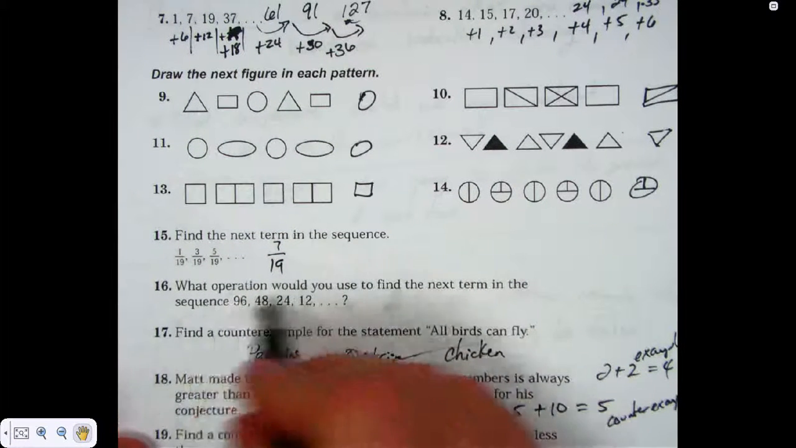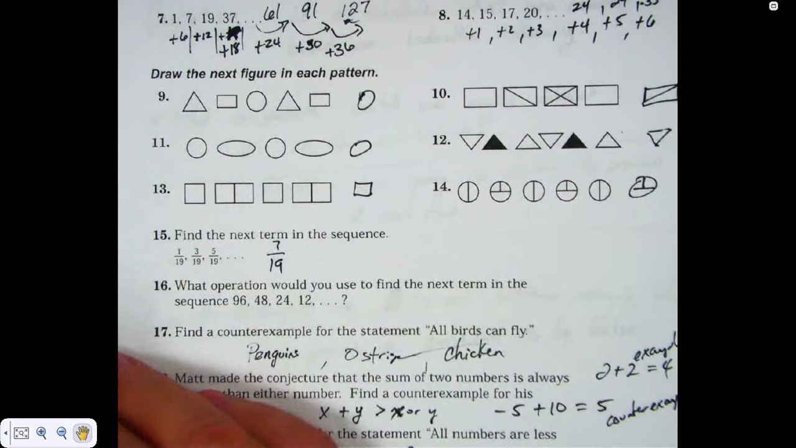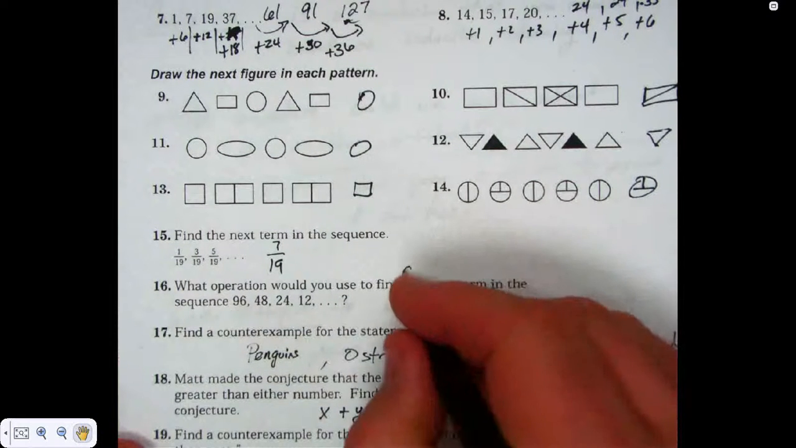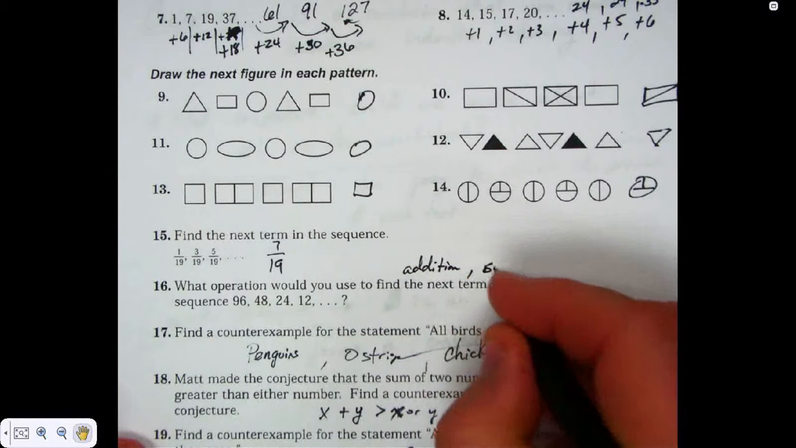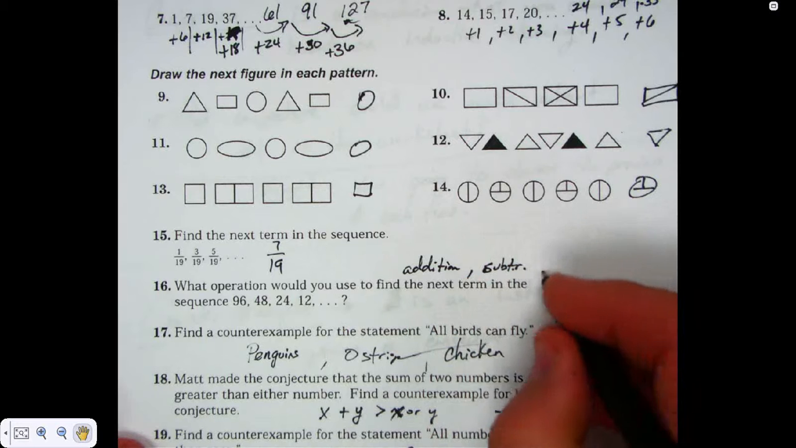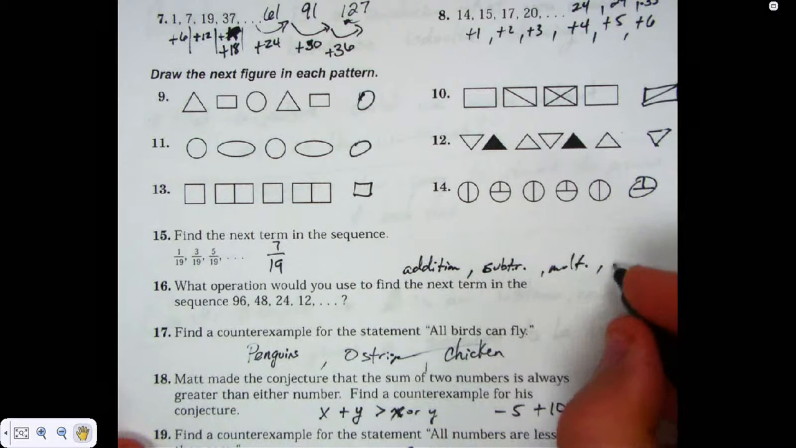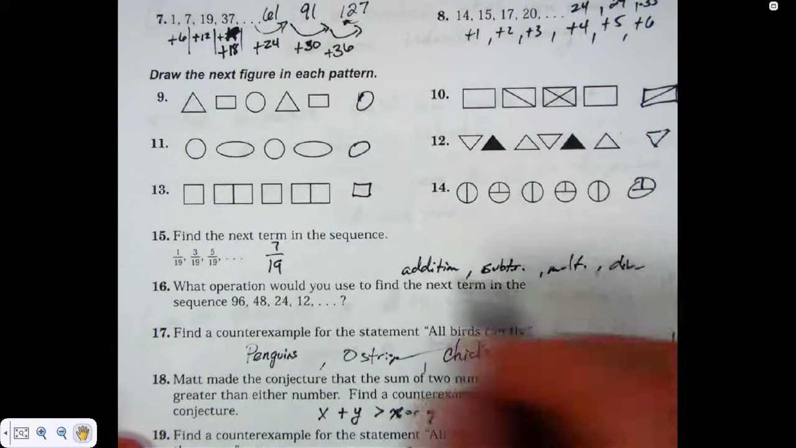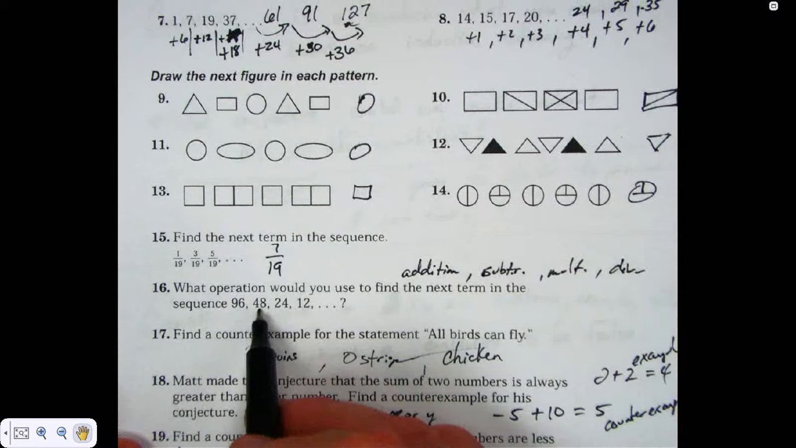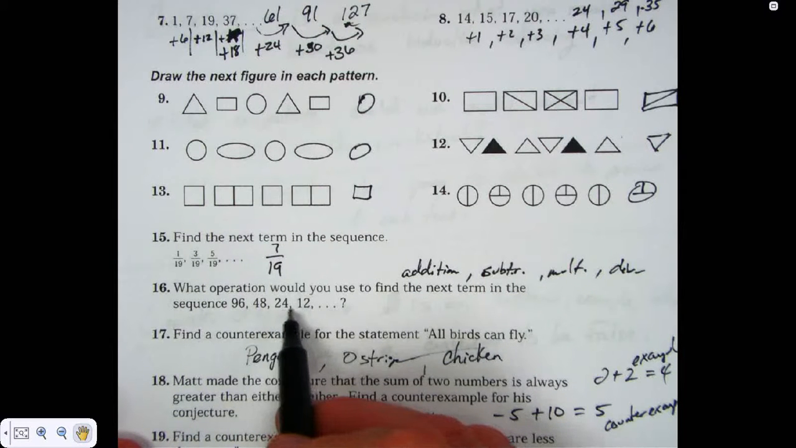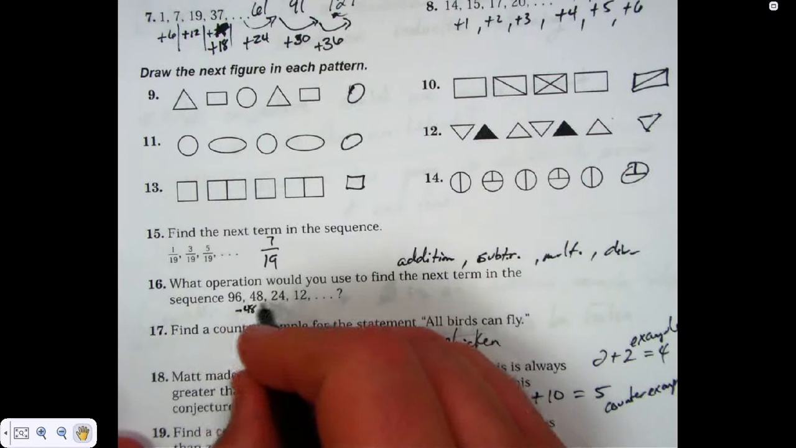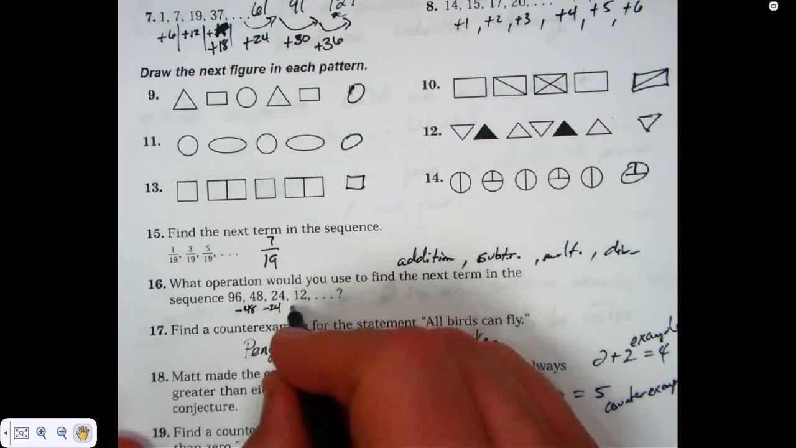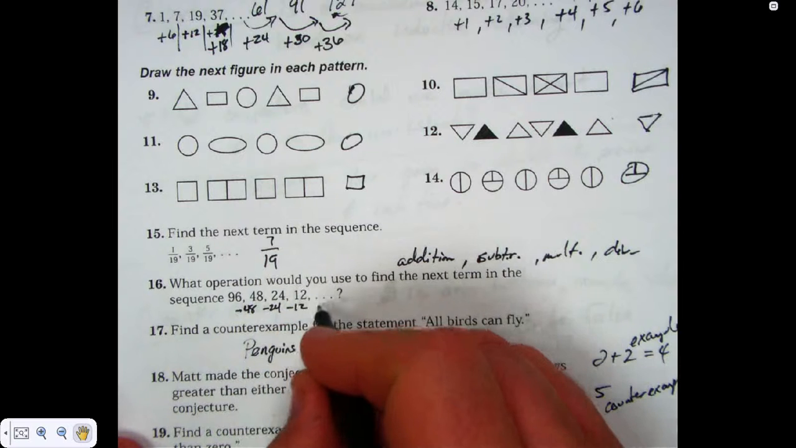Now here, they threw you for a loop. What operation would I use to find the next term in the sequence? What's an operation? Addition is an operation. Subtraction. Multiplication. Division. It's probably what they're asking for, isn't it? 96 to 48. 48 to 24. 24 to 12. Well, you guys might first say that you subtracted 48, then you subtracted what? 24, then you subtracted what? 12.